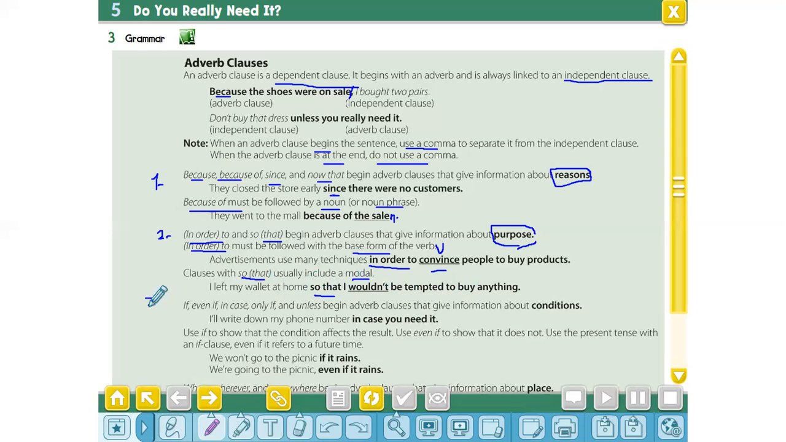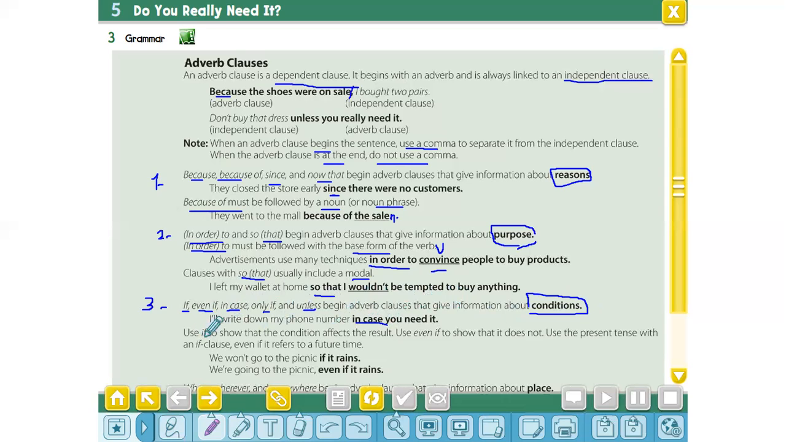The third kind of adverb clause gives information about condition. Of course, you know the adverbs which give information about condition. Excellent. For example, if, even if, in case, only if, and unless begin adverb clauses that give information about condition. For example, I'll write down my phone number in case you need it.